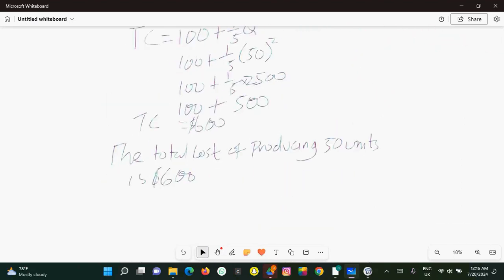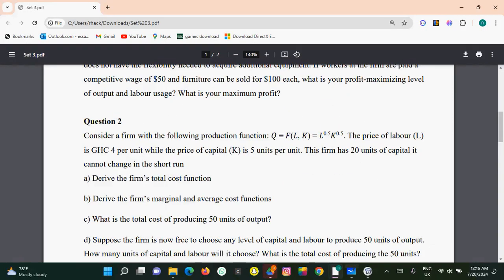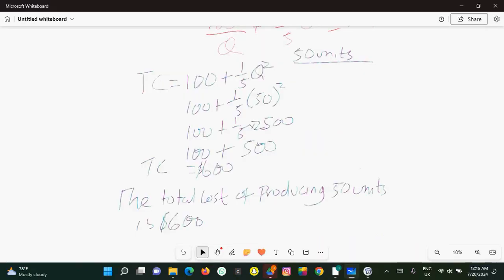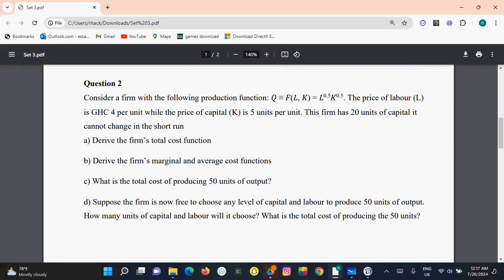So that is it for that one, and next will be the C or the D part. That's the C part. So now they are saying that suppose the firm is now free to choose any level of capital and labor to produce 50 units of output. How many units of capital and labor will it choose? What's the total cost of producing 50 units?